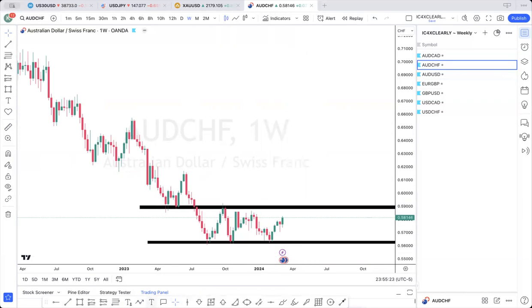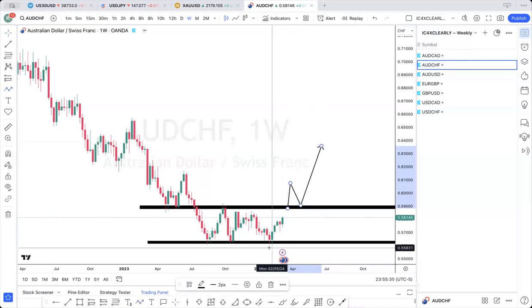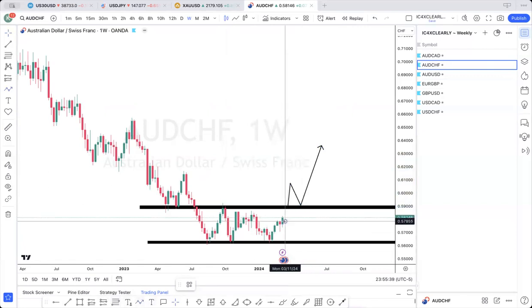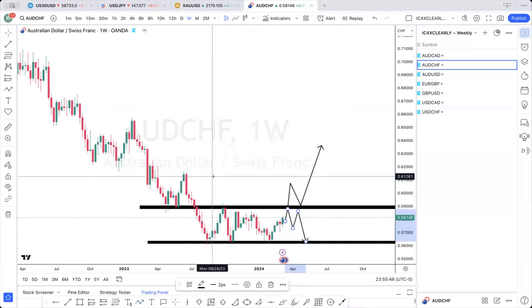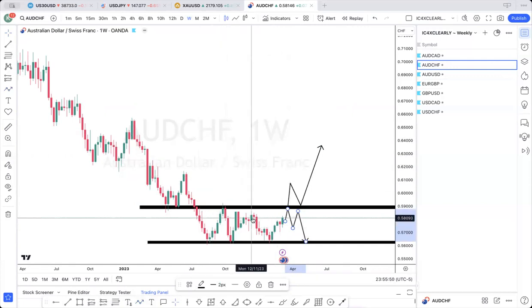Of course, price is either going to break out, tap into this order block, pull back and continue buying up, or price could easily push up into this order block, break structure to the downside, pull back and push back down. So that is what we're looking at for AUD CHF.